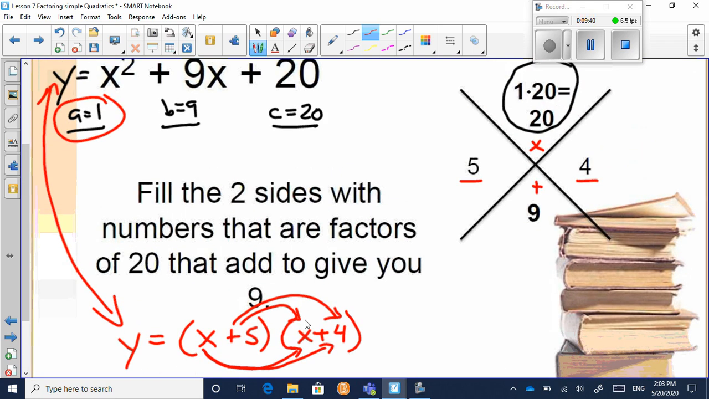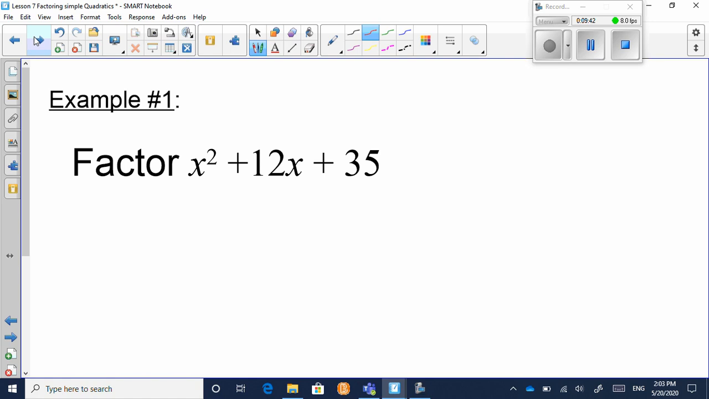So there's the X box. Well, let's practice a few of these. All right, so here we go. Let's do this one together. So I want to factor this. I want to write it in factored form. So here we go, I'm going to create my X box. And I notice that there it is.